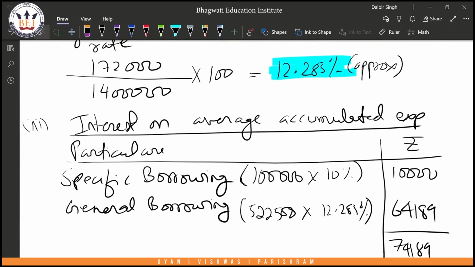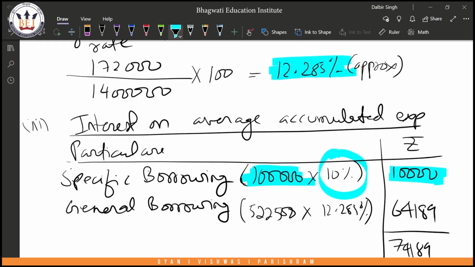Now, if you read the first line of the question, it says it has obtained a 1 lakh loan, which means the average expenditure is how much? 6 lakhs 22,500, out of which 1 lakh is special. That special loan has a different interest rate, which is 10%. Therefore, the interest for that special loan is 10,000.